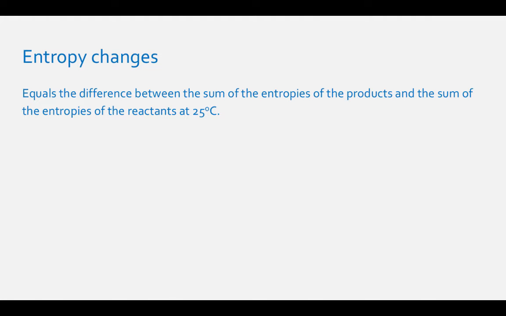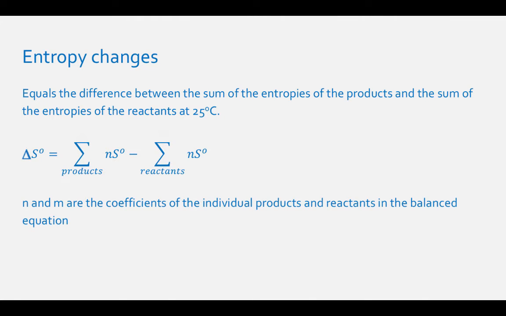The standard delta S of the reaction equals the product of all the coefficients of the individual products times their standard entropies summed, minus the product of all the coefficients of the reactants times their standard entropies summed. In the above reaction, N and M are the coefficients of the products and the reactants in the balanced equation. Calculating delta S of the universe is not a convenient way to determine if a reaction is spontaneous or not, so we will introduce a new term to determine if a reaction is spontaneous.